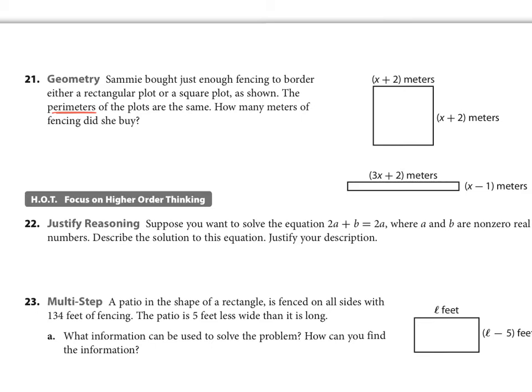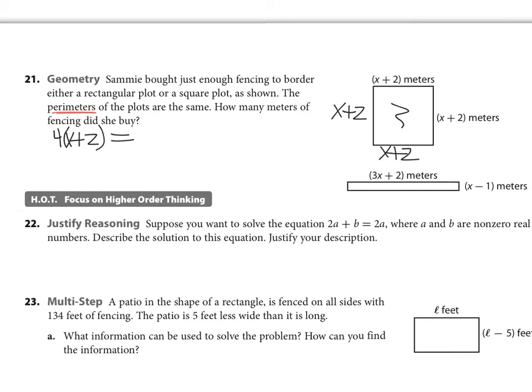So I take the perimeter of the square. I'm going to use black here for the square. So it's x plus 2. Now, since it's a square, all of these are x plus 2 each side. So I could do x plus 2 plus x plus 2 plus x plus 2 plus x plus 2, or I could just do x plus 2 times 4. That has to equal the perimeter of the rectangle.